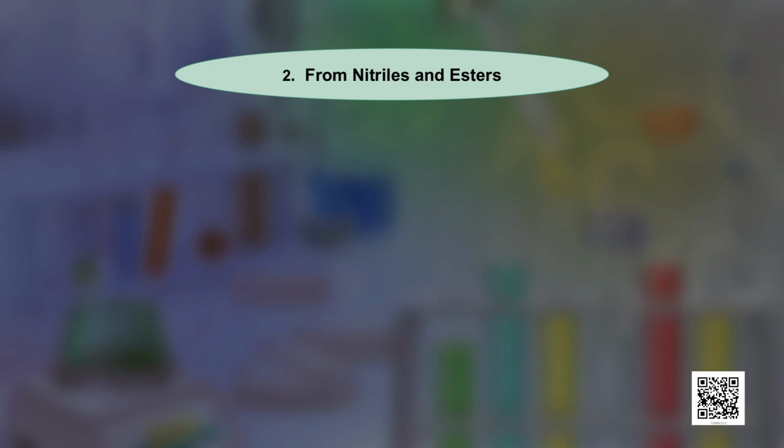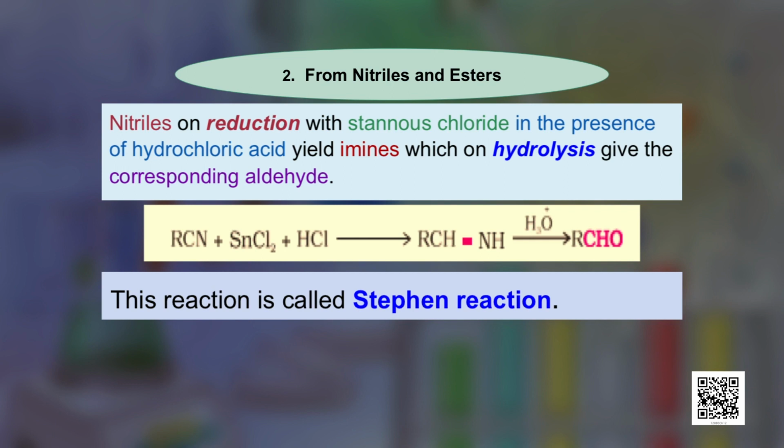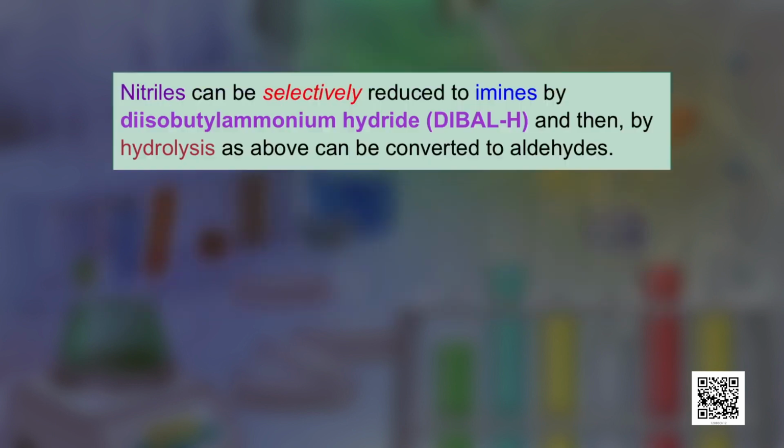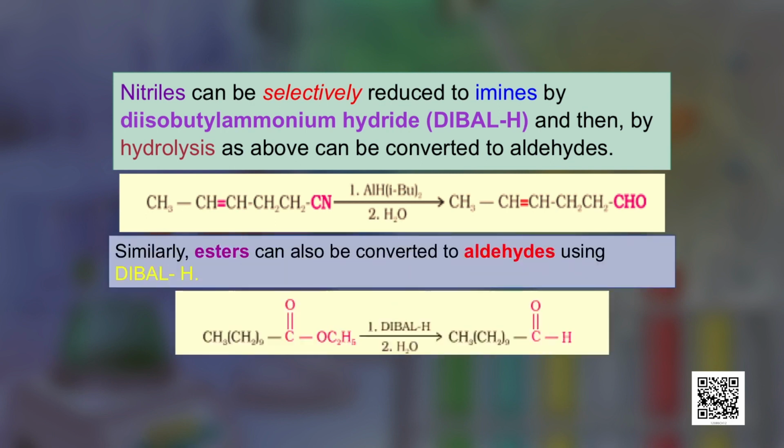The second method is from nitriles and esters. Nitriles on reduction with stannous chloride in the presence of hydrochloric acid yield imines, which on hydrolysis give the corresponding aldehyde. You can see here, this reaction is called Stephen reaction. Nitriles can also be selectively reduced to imines by diisobutylaluminium hydride, which is also known as DIBAL-H, and then these imines can be further hydrolyzed and converted to aldehydes. You can see here the reaction. Similarly, esters can also be converted to aldehydes using DIBAL-H.